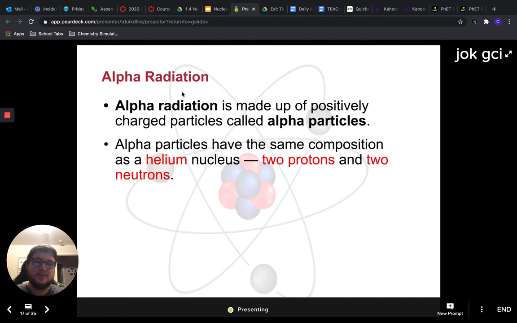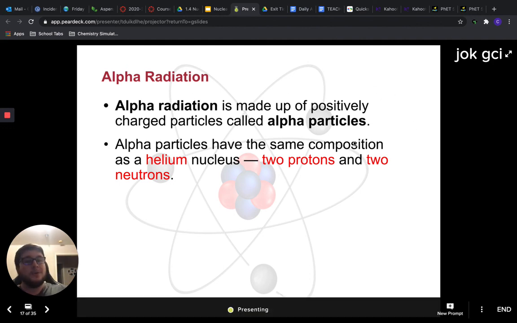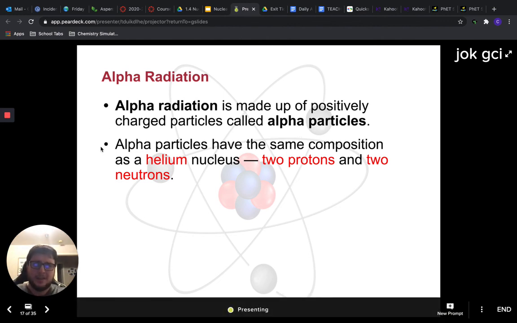All right, so alpha radiation is made up of positively charged particles called alpha particles. You might remember, when we talked about Ernest Rutherford and the gold foil experiment, he was shooting alpha particles at a sheet of gold foil and observing how they passed through the gold foil, or in some cases were deflected back. So now we're going to learn what exactly those alpha particles were. Alpha particles have the same composition as the nucleus of a helium atom.